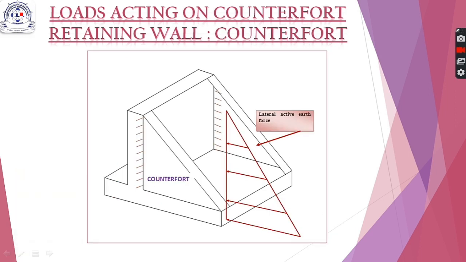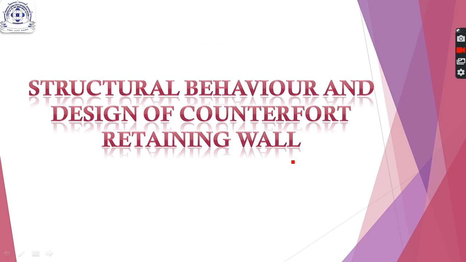Now the next component of the retaining wall is counterfort. The counterfort is acted upon by 2 types of forces. First is the lateral active earth force acting in this direction, and the second is the weight of the backfill. The counterfort will be embedded in the backfill present here, so its weight will also be transferred to the counterfort. So these are all types of loads acting on the different components of counterfort retaining wall. Now we will be studying in detail the structural behavior and design of each part of counterfort retaining wall.